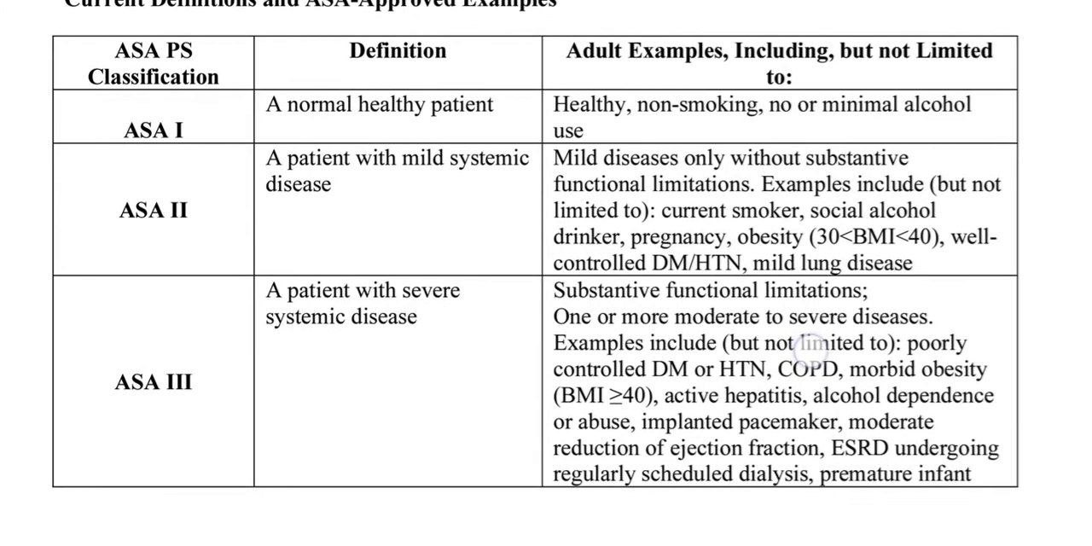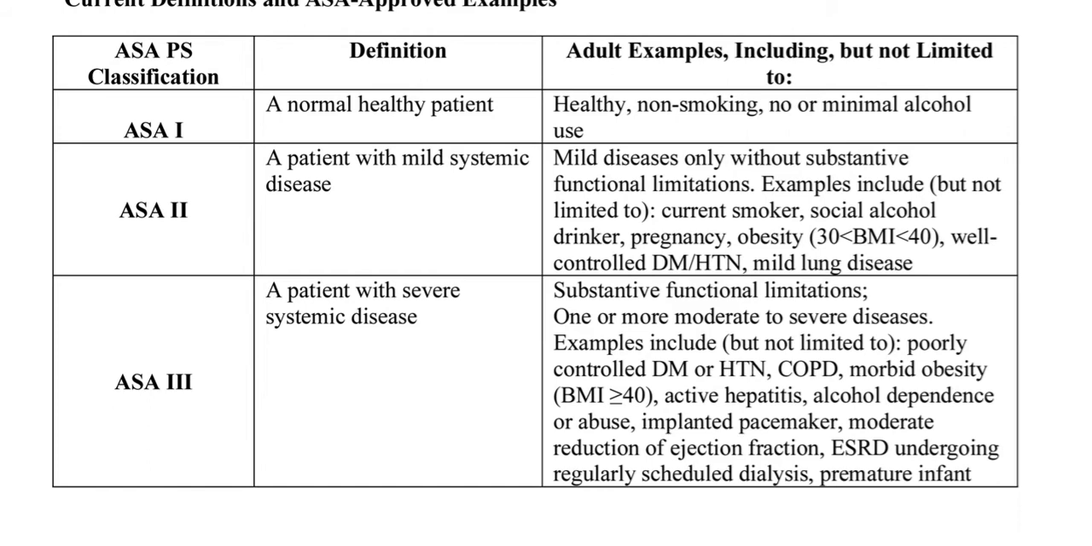Now ASA 3, a patient with severe systemic disease. If you remember the old classification, there were one or two more lines in this category, like a patient with severe systemic disease that is not life threatening. But in the new system, there is only one line in ASA 3, that is a patient with severe systemic disease. Now examples: substantive functional limitations, one or more moderate to severe diseases.